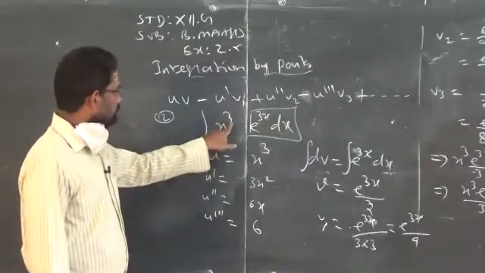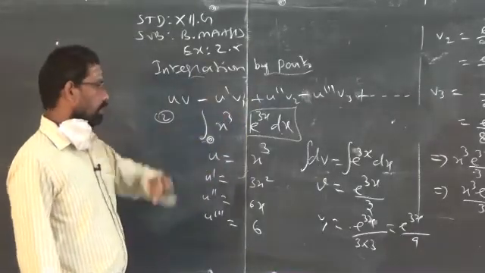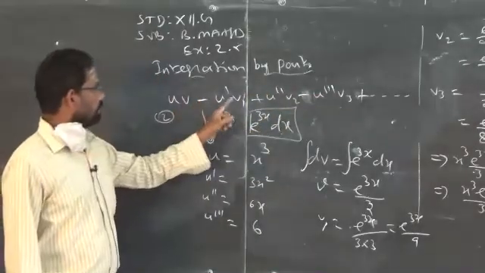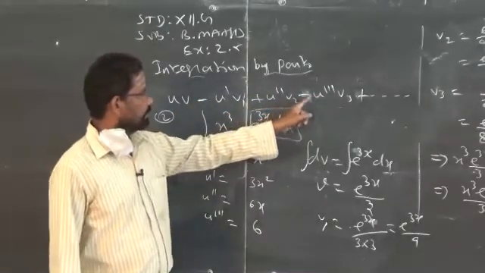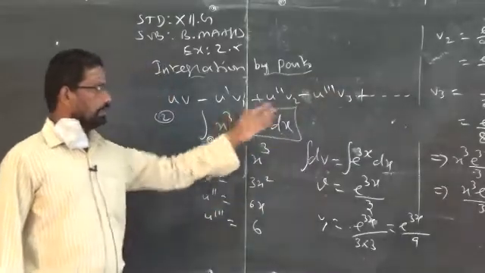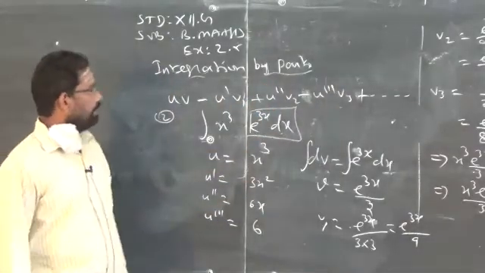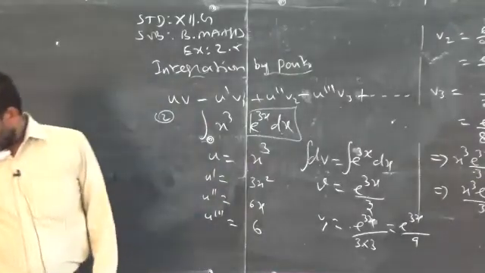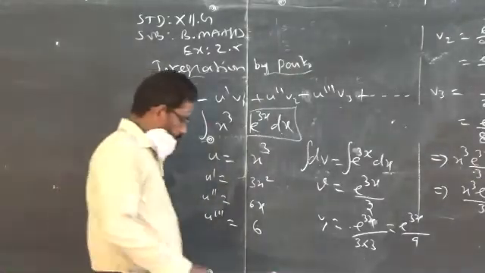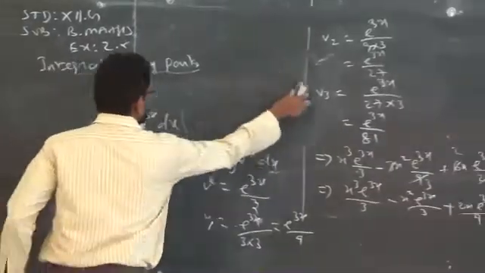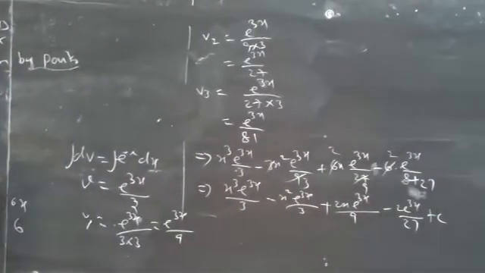When the power of x is 3, 4, 5 and so on, better you can apply Bernoulli's rule, that is uv minus u dash v1 plus u double dash v2 plus u triple dash v3 and so on. So this is the formula to find integration by parts. Clear? Then question number 3.